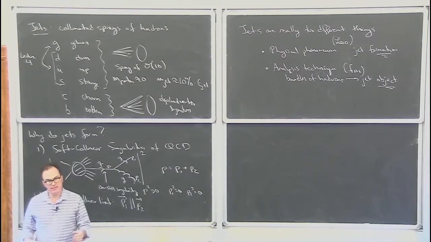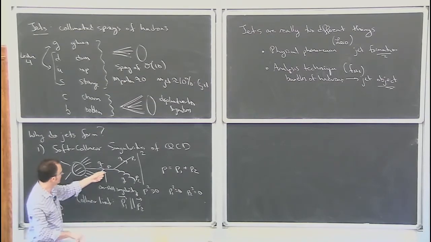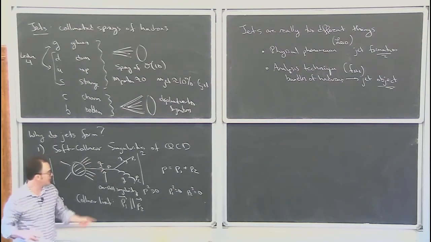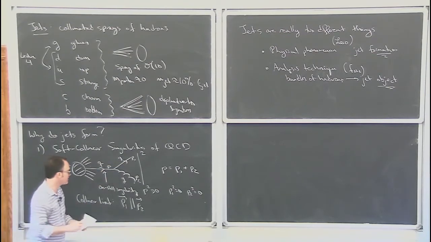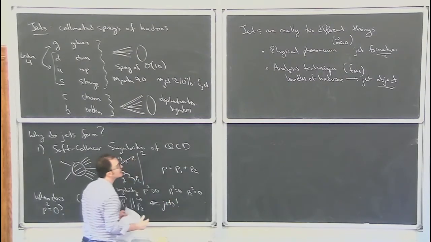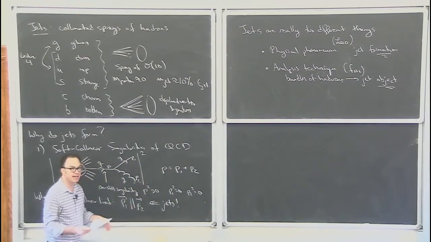And because of that collinear singularity, that's the reason why jets, when I form them, want to be collimated. They want to be collimated because the amplitude tells you that there's a higher probability for those partons to be produced from this process, to be produced in the same direction. So this is the reason why jets form. That's the physical phenomenon. At least perturbatively, I can understand it from that.